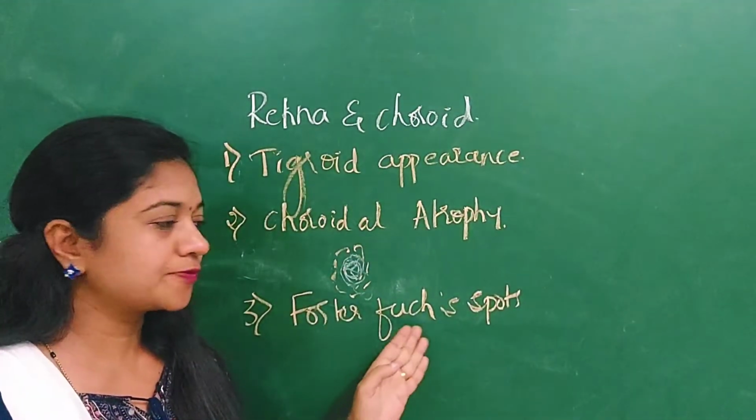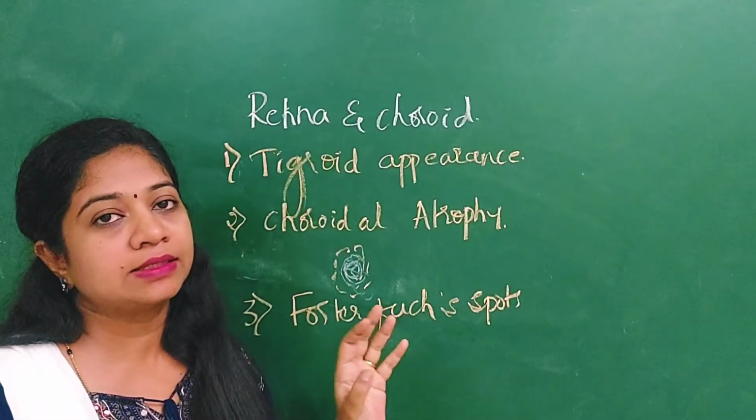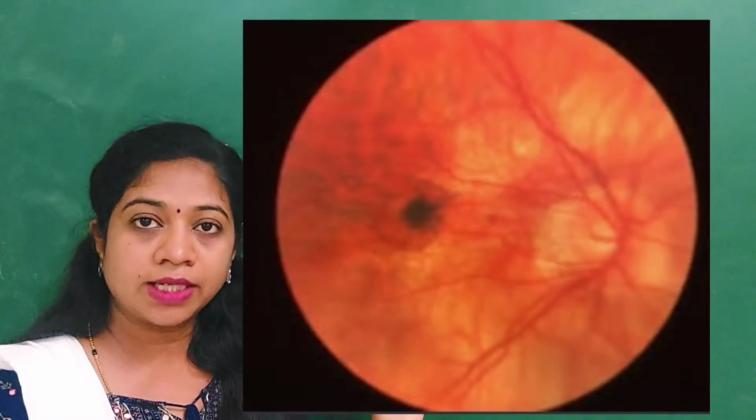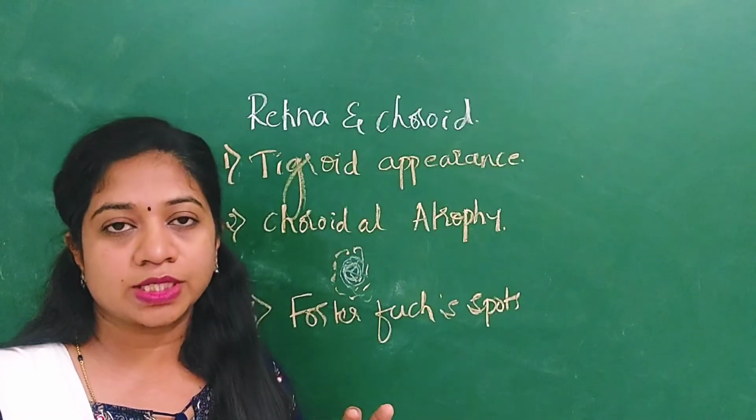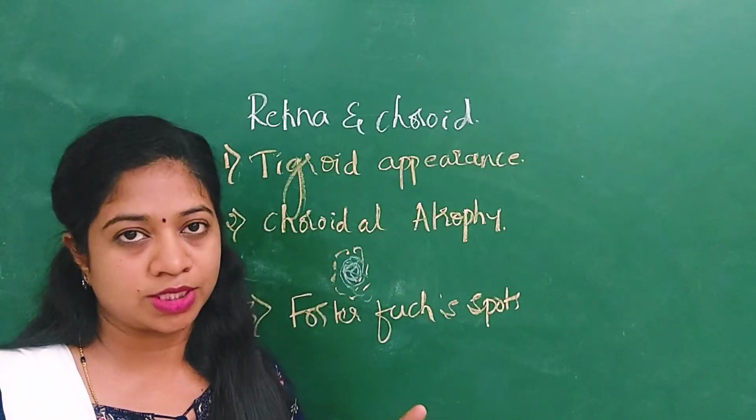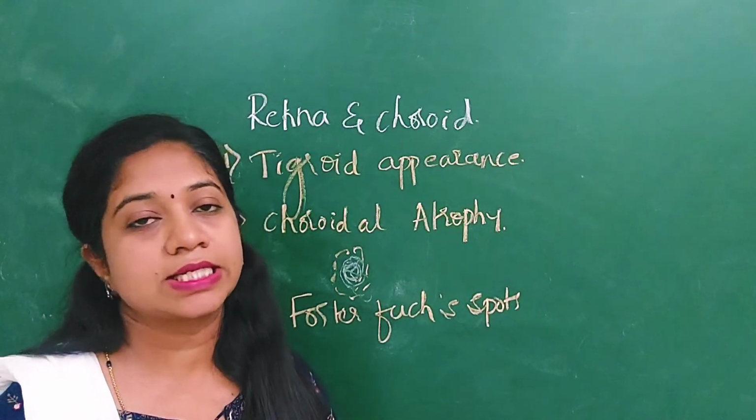Then we have what are known as posterior Fuchs spots, which are seen in the macular area. These are nothing but the dark red patches which are seen near the macula because of subretinal neovascularization as well as choroidal hemorrhages. Even there can be cystoid degenerations in the periphery.